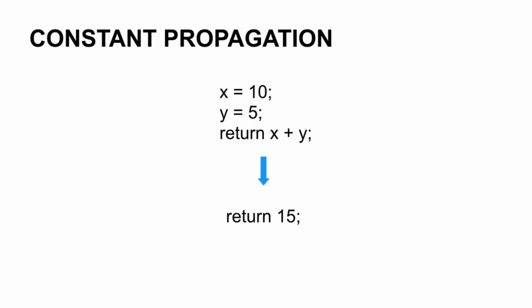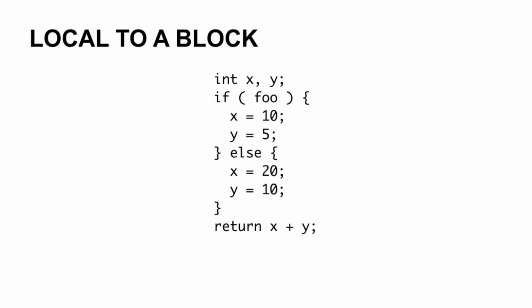But what if we had a slightly more complicated example? Something like this, where we have int x, y, but if foo is true, we set x equal to 10 and y equal to 5, else we set x equal to 20 and y equal to 10. Now it's not so easy to optimize the return statement at the end. If we had a sufficiently clever compiler, we could move the return statement inside the true block and turn that just into 15, and we could move the return statement inside the else block and turn that into 30, but clearly that requires a bit more cleverness than just doing constant propagation.